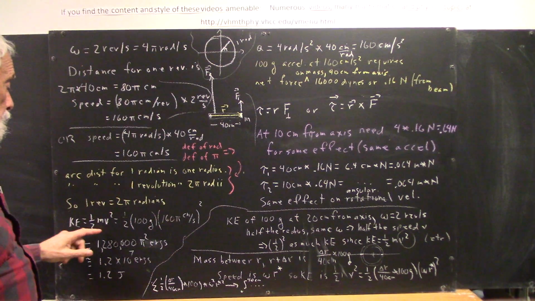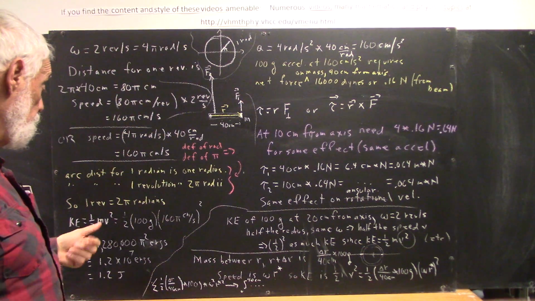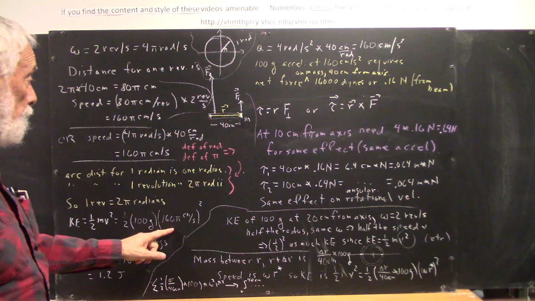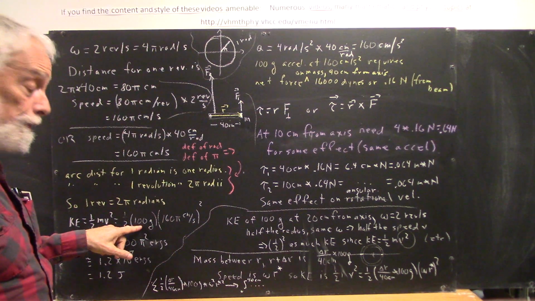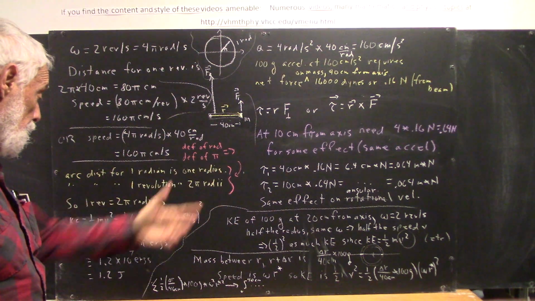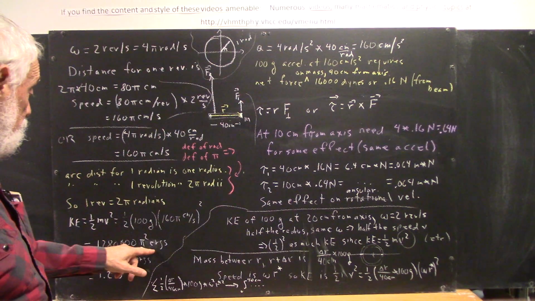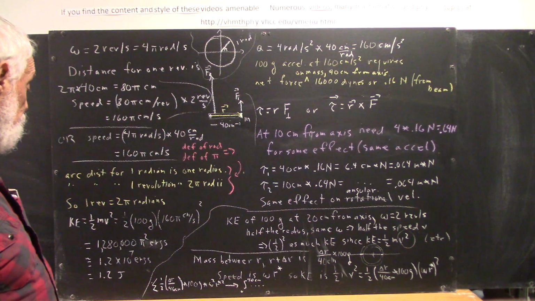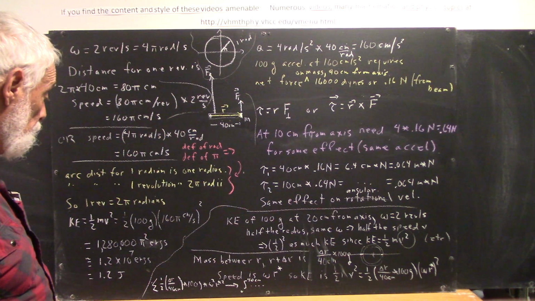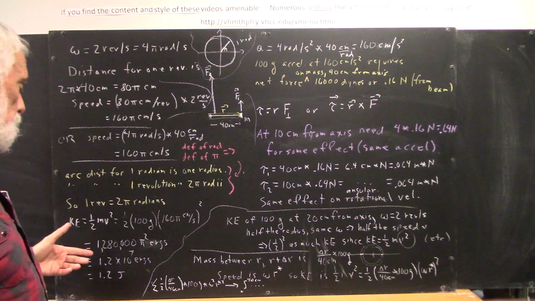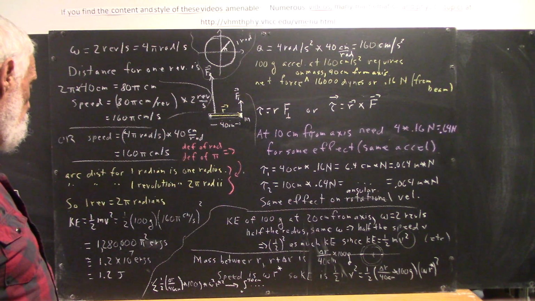We can use that to calculate the kinetic energy, 1/2 mv squared. Well, we got how fast it's going here or here. We've got the mass, 100 grams. So we plug this in, and we get a result in ergs. 1.2 times 10 to the 7th ergs, actually probably closer to 1.3. No, probably closer to 1.2.